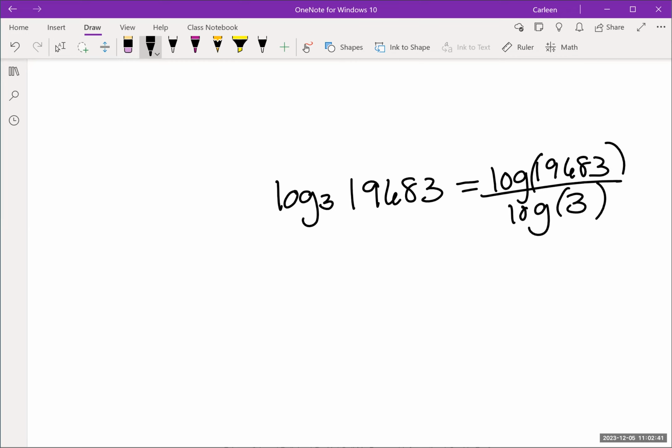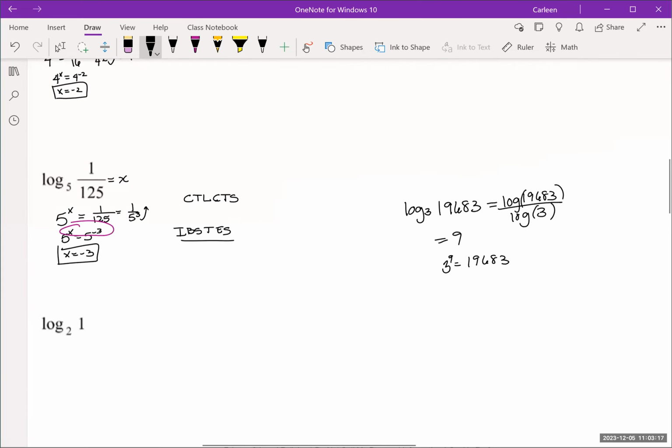Log of the answer, close your parentheses, divided by log of the base, close your parentheses, equals 9. Which means 3 to the 9th power is probably this. 3 to the 9th power. So log is used to find the value of an exponent when the exponent is unknown. Okay?